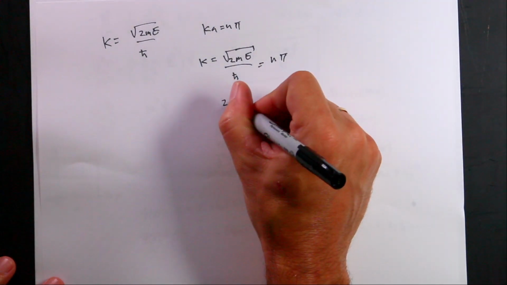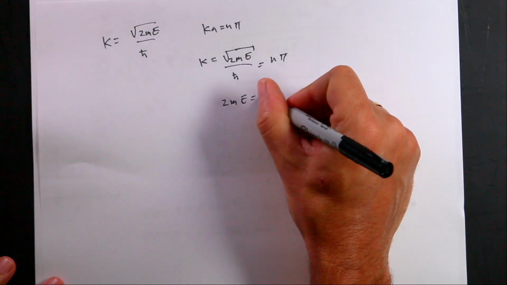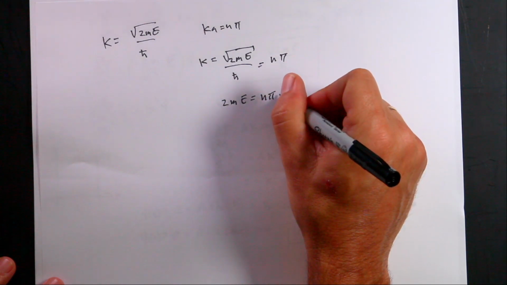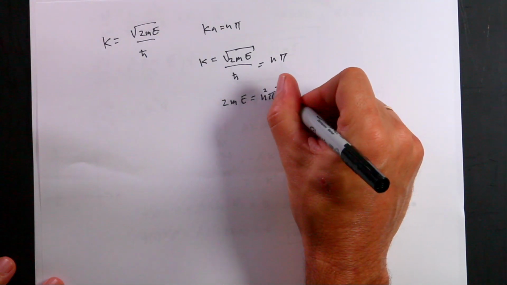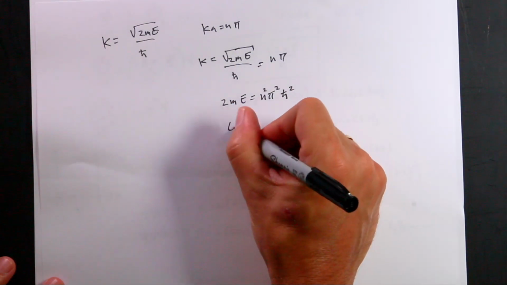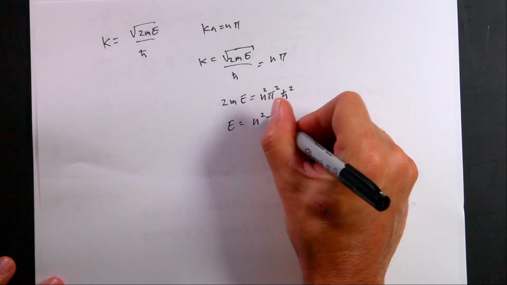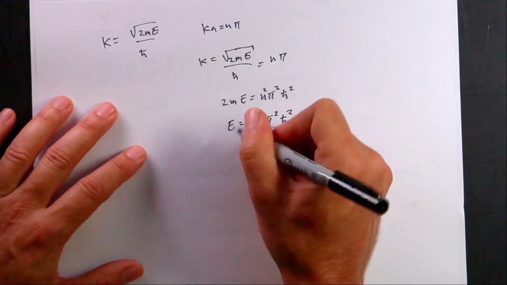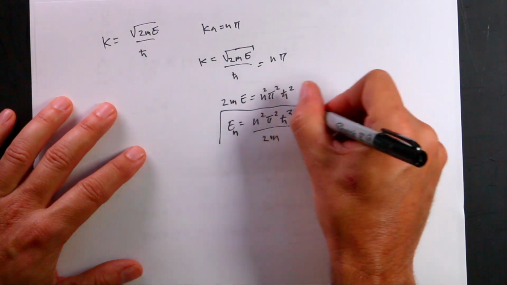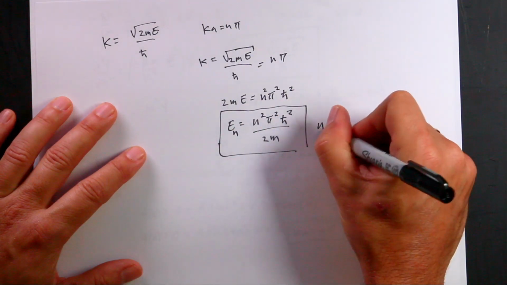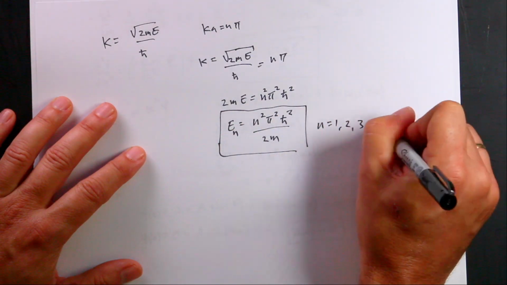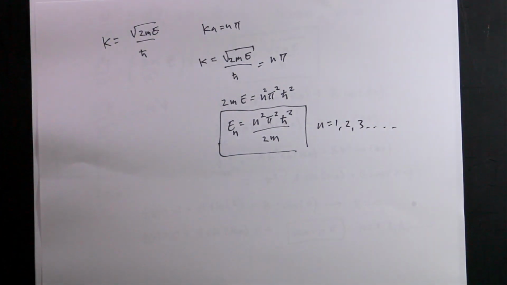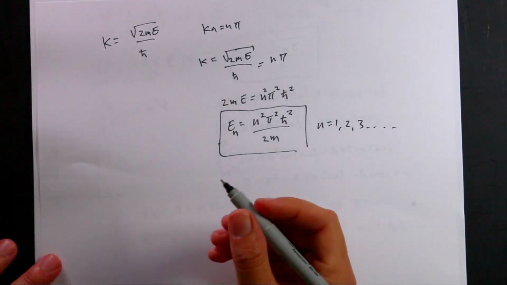I get 2mE equals n squared pi squared h bar squared, so E equals n squared pi squared h bar squared over 2m. And that's my E sub n. I can have, again, n equals 1, 2, 3, and so on. So I mostly have a solution now, except for one important thing. I don't know A.